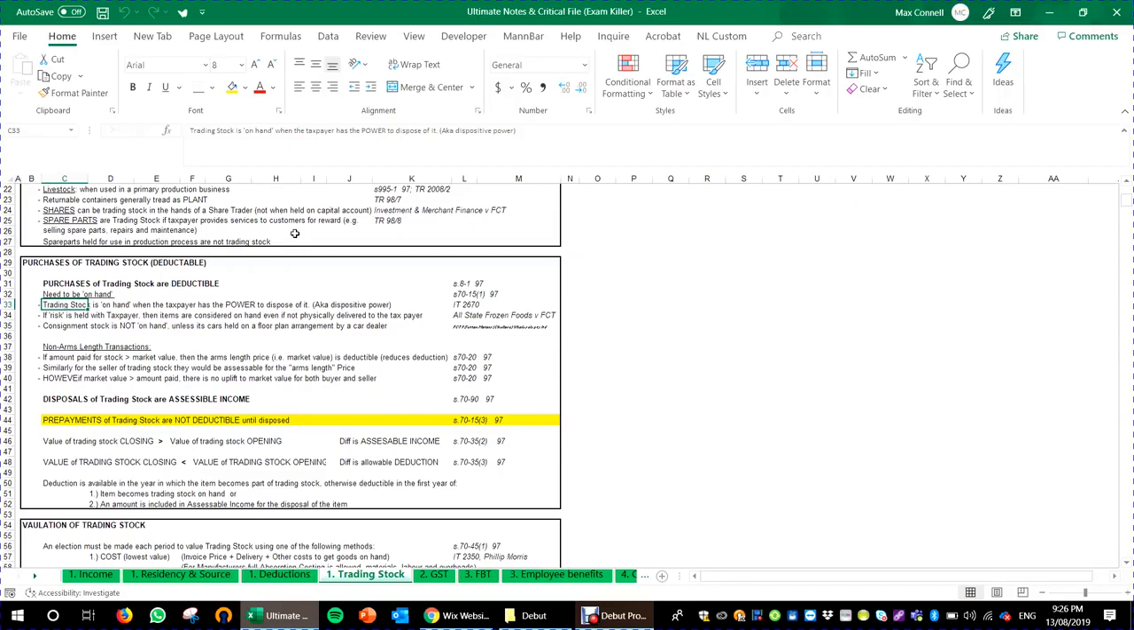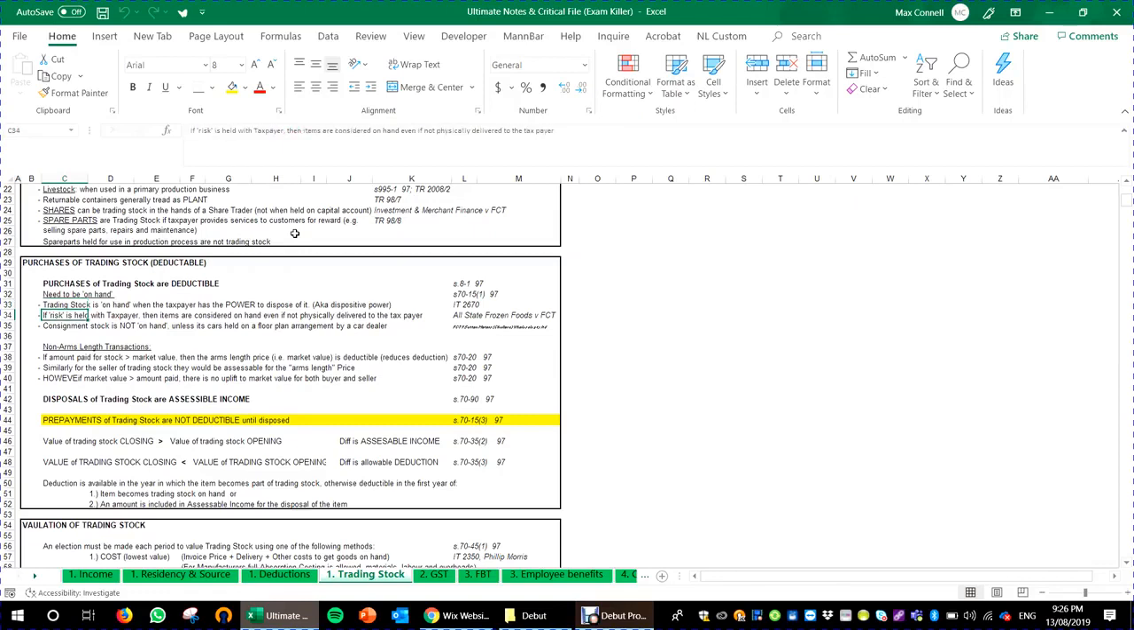That's called dispositive power. So basically, if the goods are on their way, if they're in a shipment, you don't have the power to get rid of it. If it's in your store and you can actually sell it or destroy it or give it away, then you have dispositive power, and that's when it means it's on hand. Therefore, it's deductible at that point.